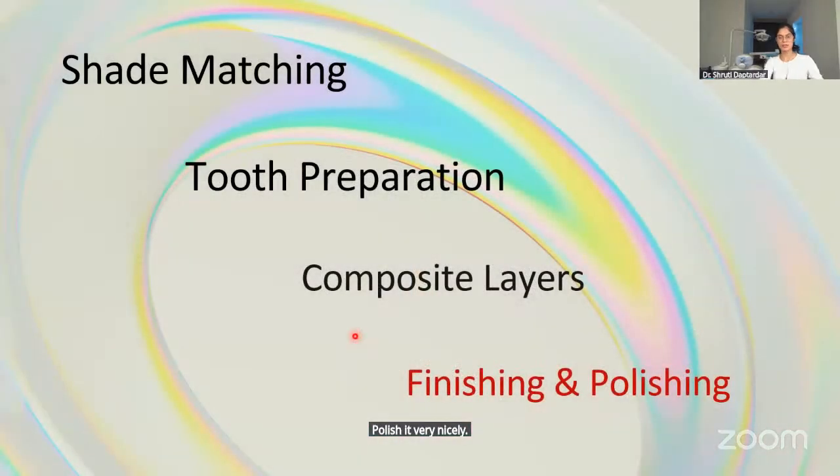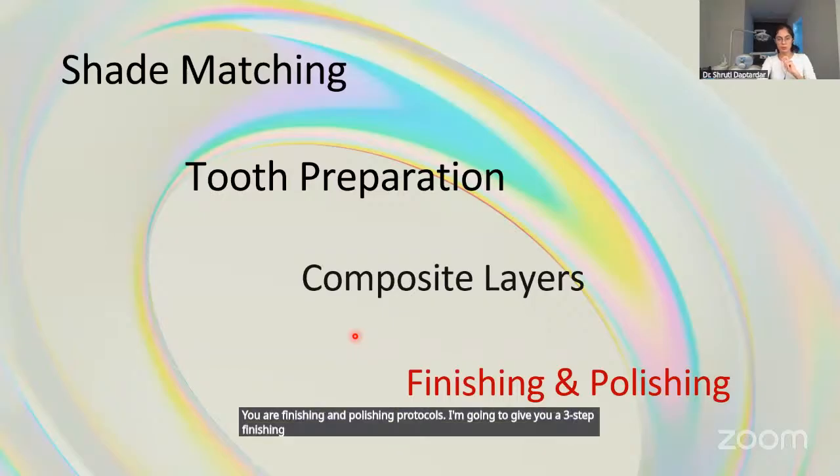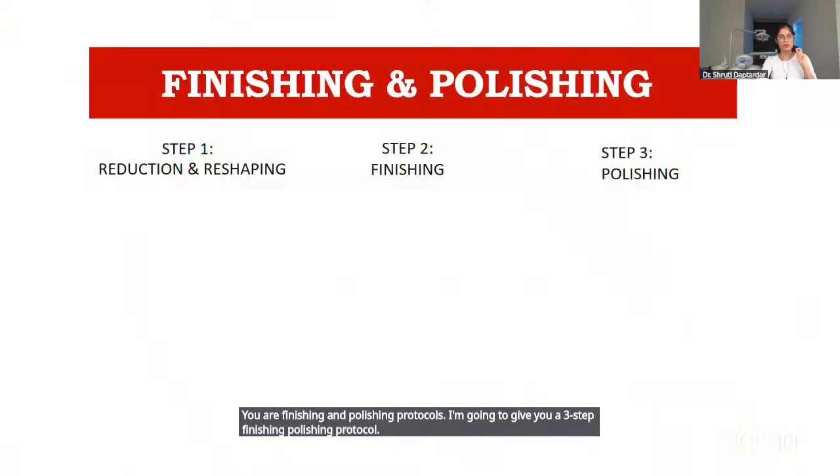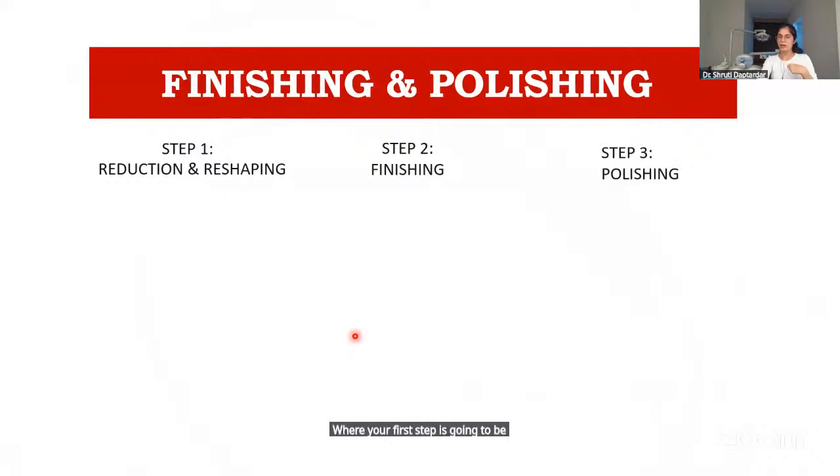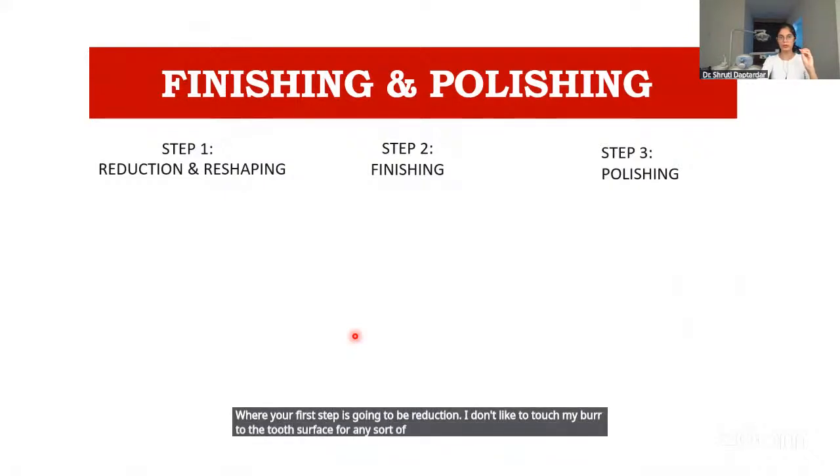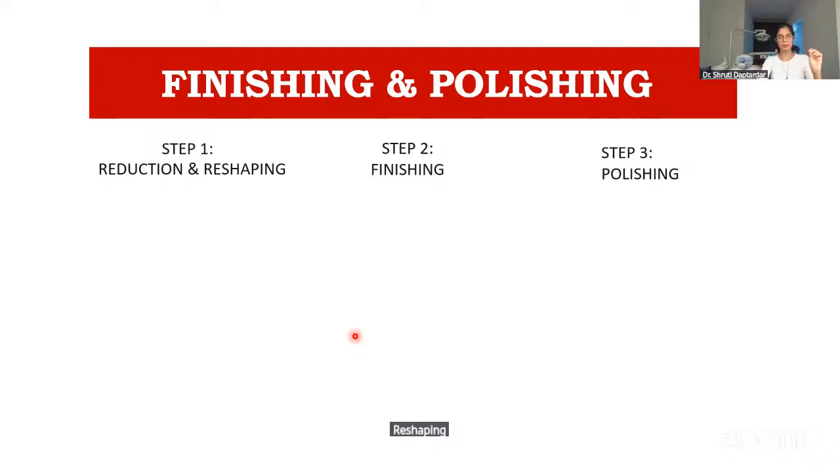And lastly, your finishing and polishing protocols. I'm going to give you a 3-step finishing and polishing protocol where your first step is going to be reduction. I don't like to touch my burr to the tooth surface for any sort of reshaping, reduction, or trimming, but if it is necessary, then it has to be done. But try and avoid doing that.